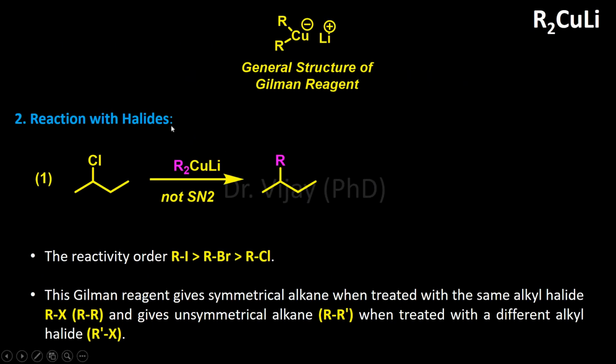Gilman reagent reacts with primary or secondary alkyl halides to give alkane by replacing the halogen atom. But this is not an SN2 substitution reaction. Soon you will understand why. This Gilman reagent gives symmetrical alkane when treated with the same alkyl halide and gives unsymmetrical alkane when treated with a different alkyl halide, and this reaction is called Corey-House synthesis.